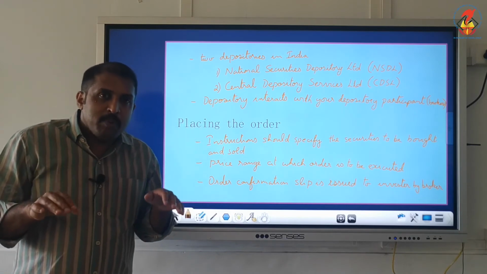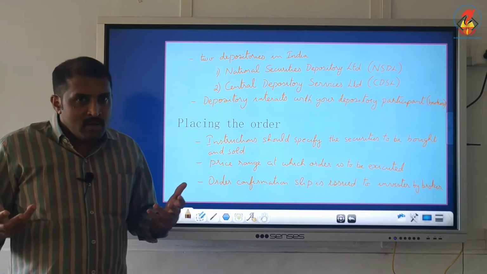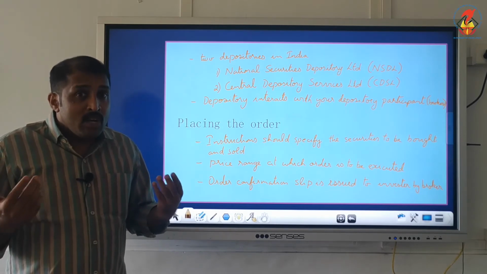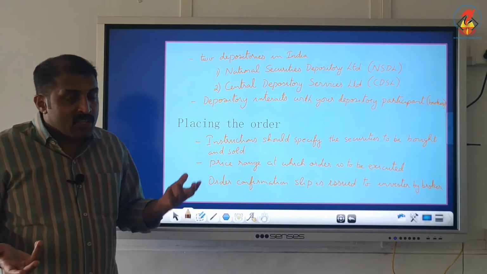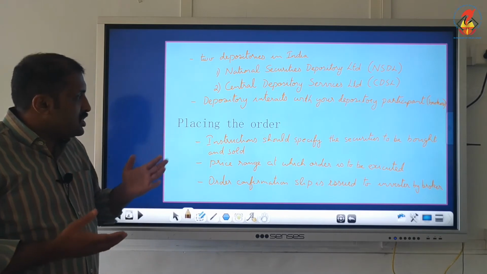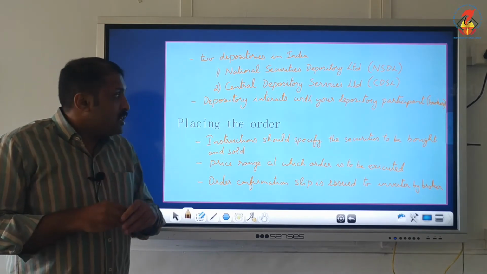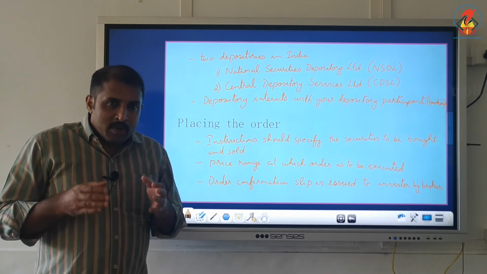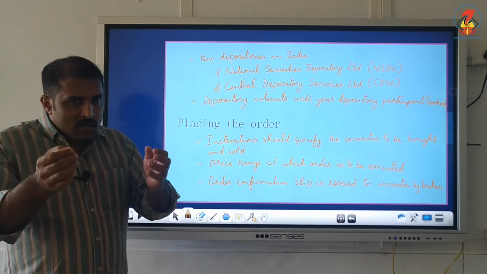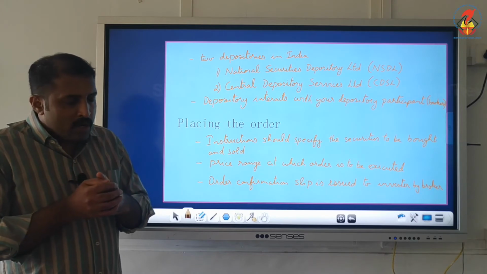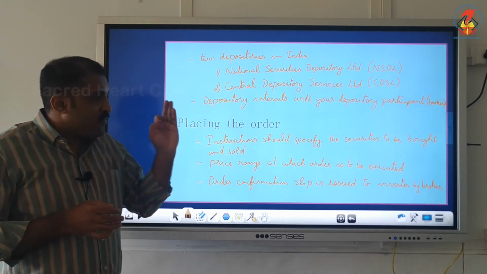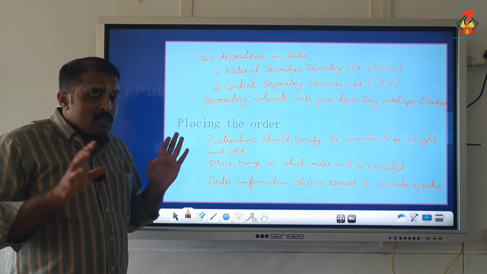So, the second step is to open a demat account, a dematerialized account, with a depository participant. That is the second step. And the third step is placing the order with the broker. Clear instructions must be given. Instructions should specify the securities to be bought and sold.